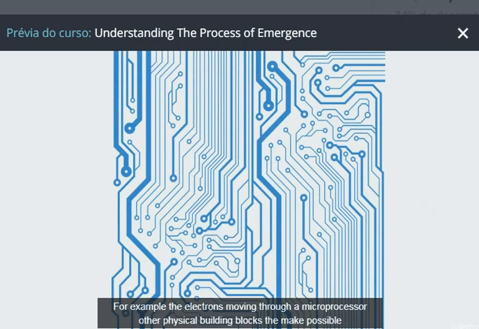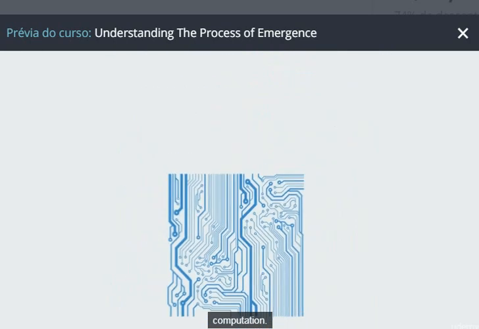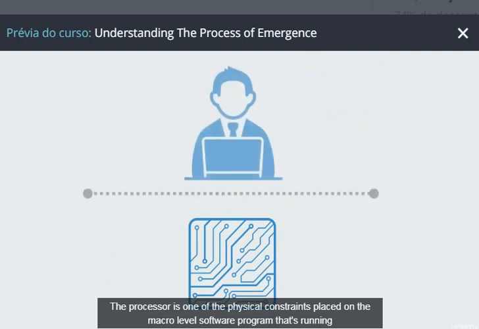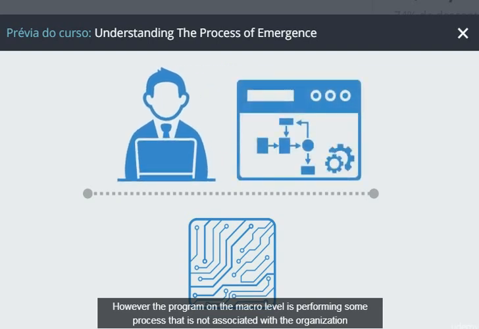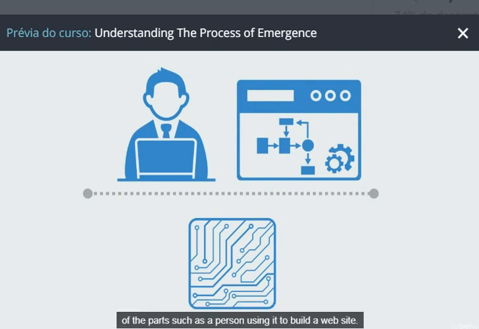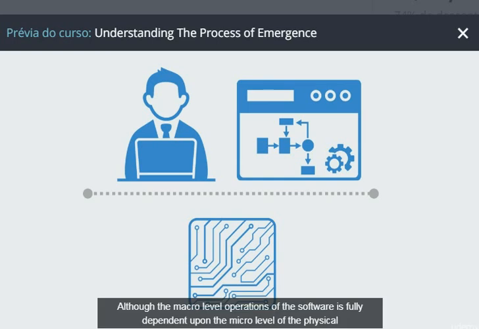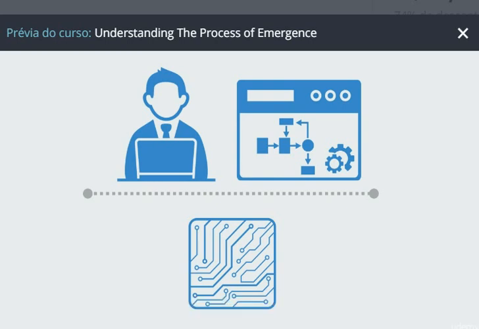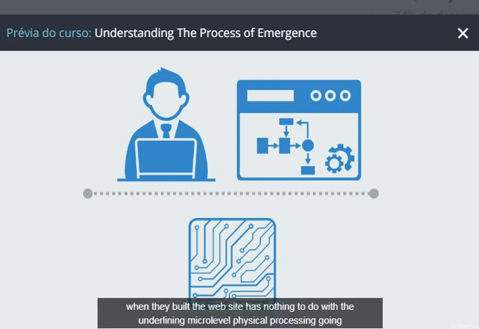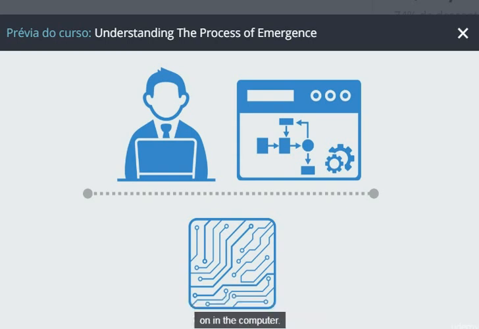For example, the electrons moving through a microprocessor are the physical building blocks that make possible computation. The processor is one of the physical constraints placed on the macro-level software program that's running on it. However, the program on the macro level is performing some process that is not associated with the organization of the parts, such as a person using it to build a website. Although the macro-level operations of the software is fully dependent upon the micro-level of the physical electrons moving around in the processor, the structure of that macro-level process that the person is performing when they build the website has nothing to do with the underlying micro-level physical processing going on in the computer.